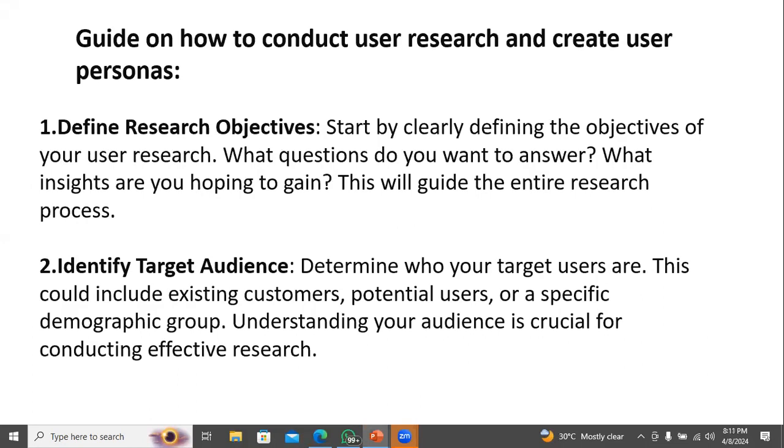So, a guide on how to conduct user research and create user personas yourself. The first one is define research objectives. State clearly the objective of your user research. It has to be clear. What question do you want to answer? You state all these things one by one. You can see how they are being itemized. What insight are you hoping to gain? What do you want to gain? This one is talking about the emotion part of your work.